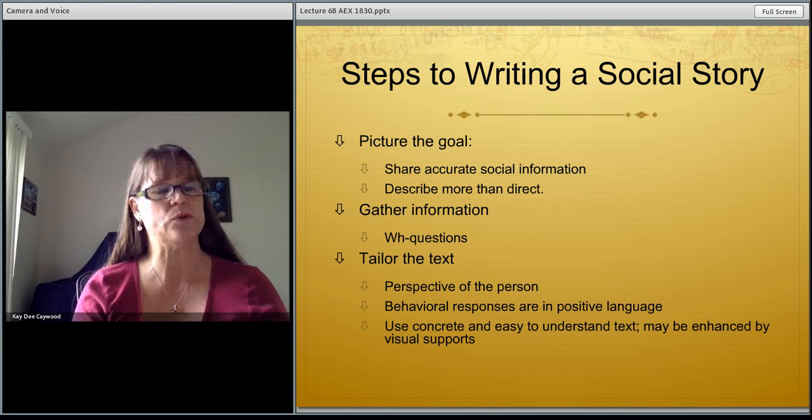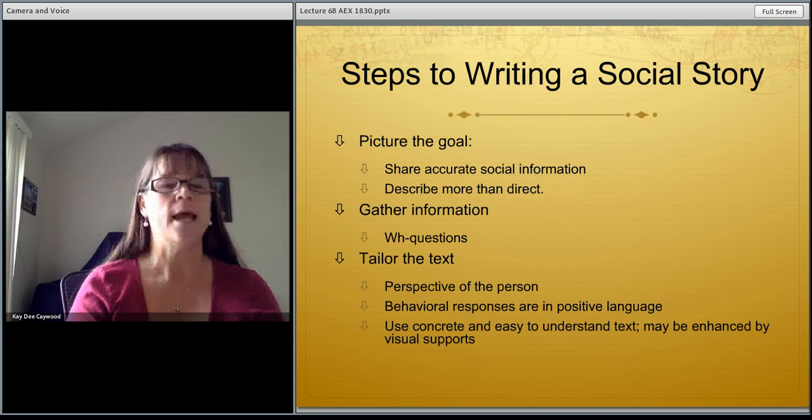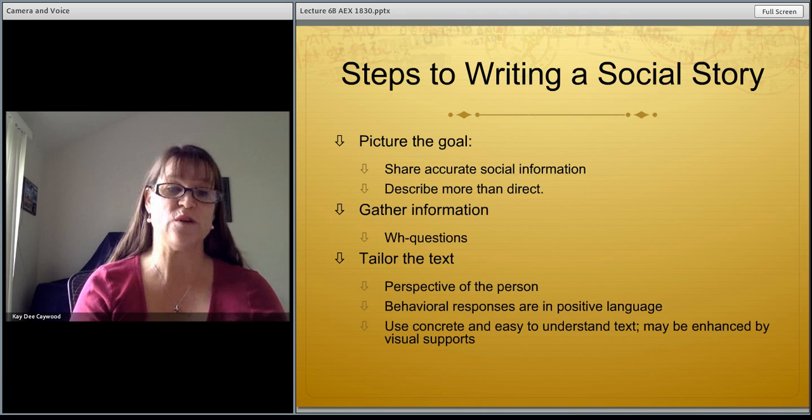For individuals who are younger or who are not reading, you want to rely far more on visuals and less on text. You can also do audio recordings of these so that the individual can watch, for example, through a PowerPoint or on an iPad and actually go through the story themselves and it's narrated to them.